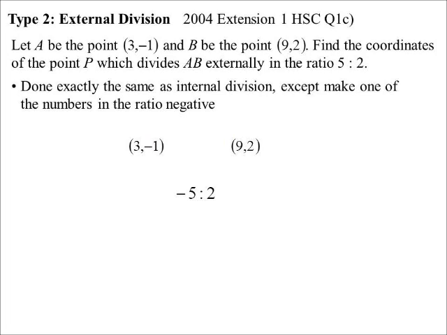You can put it on the top of the fraction, you can put it on the bottom. So I can make it negative 5, 2, I can make it 5 to negative 2, doesn't matter. It's up to you. Draw them across, and let's work out our answer. Bottom of the fraction, add the ratio together. Negative 5 and 2 is negative 3.